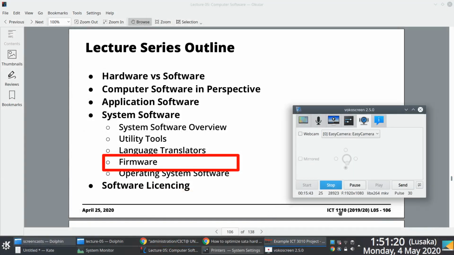I think I'm tired, which is why this is a bit sluggish in this lecture series.